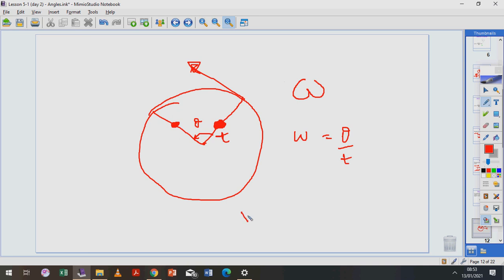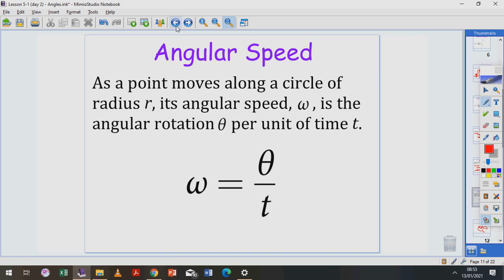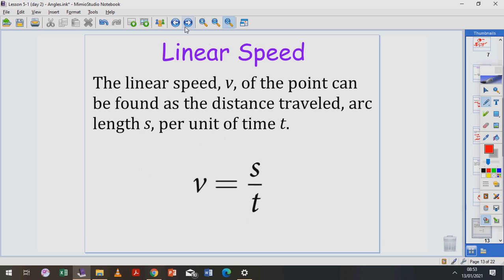Because we know normal speed is distance divided by time, right? So therefore angular speed will have to be the change in the angle divided by the time. Simply angle divided by time. So that's angular speed. Linear speed, I've just talked about this. Linear speed is known as the distance divided by time.